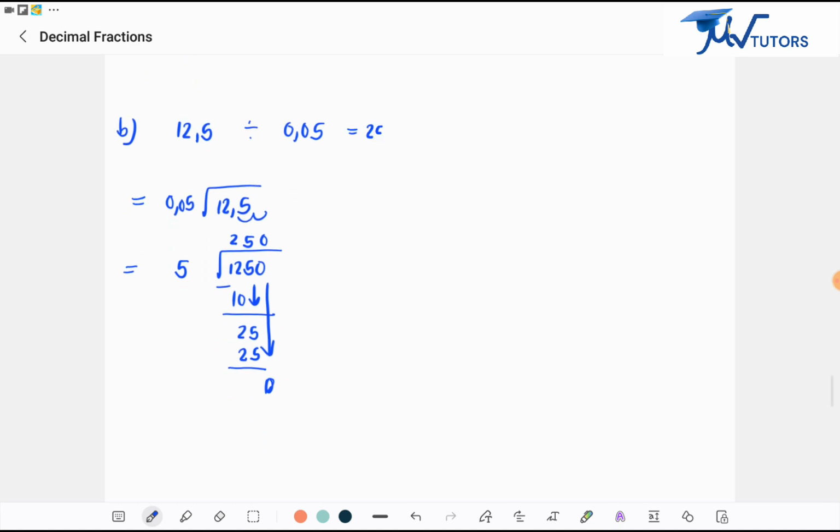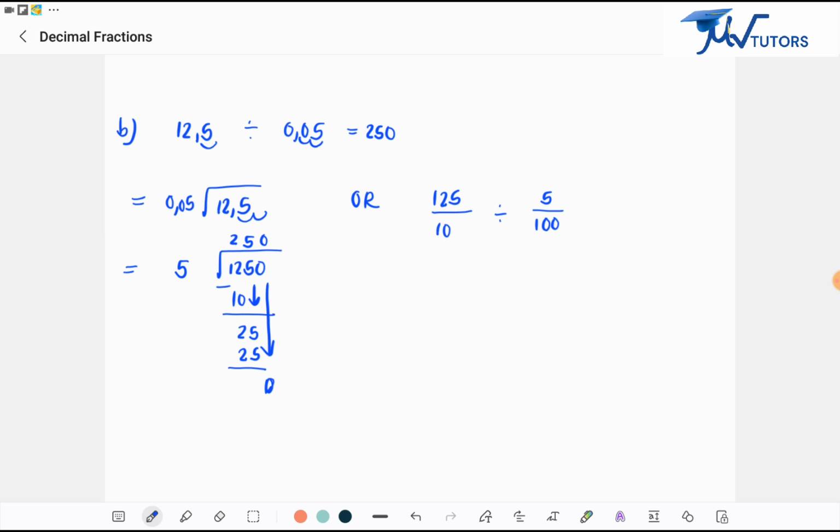Okay, so you could have done it like that, or from the get-go you could have just said, I want to rewrite 12,5 as a common fraction. So I'm moving one decimal that side. So it's going to be 125 divided by 10. And then we're dividing by 0,05. So I'm moving 1, 2. So it's going to be 5 over 100 because now we move 2 places. So after 1, we have 2 zeros.